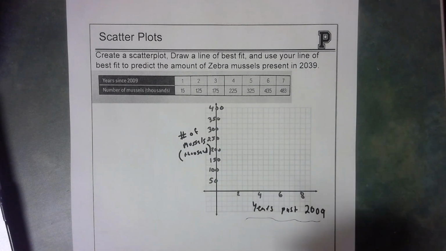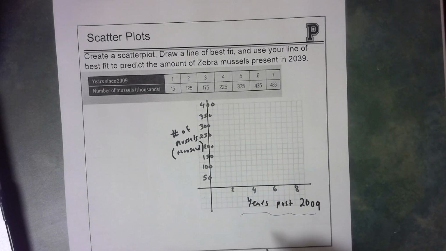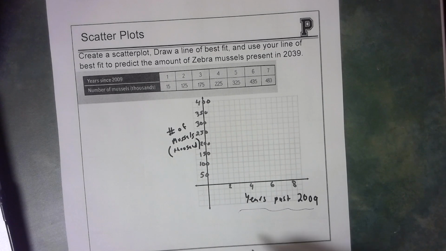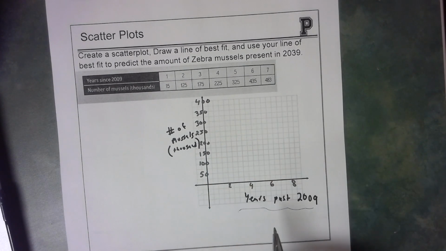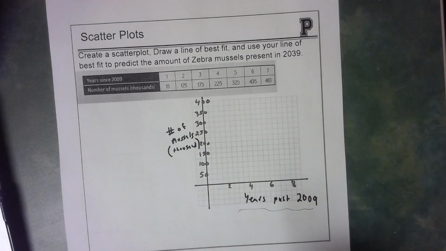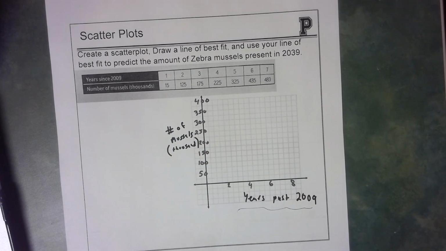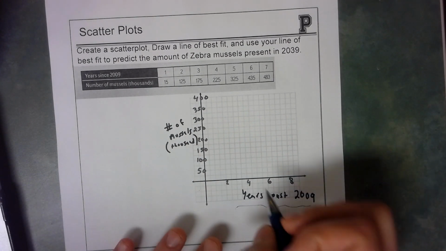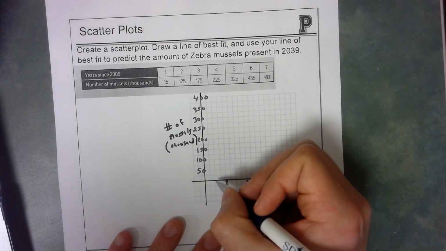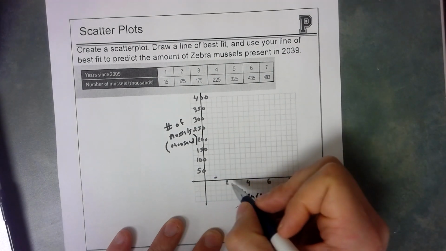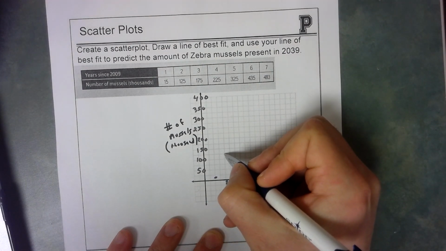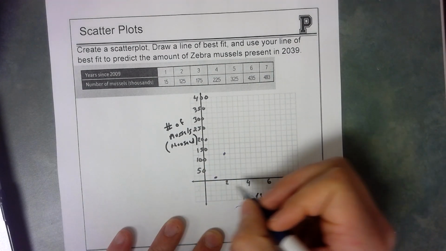We've got number of zebra mussels in the thousands as our Y. All right, I chose intervals of 2s for the X and then 50s by my Y, just because of the numbers that I'm seeing. So I'll just throw these data points in. We got 1 and 15. So 1 and 15 is probably about there. 2 and 125 is going to be about right there. 3, 175.